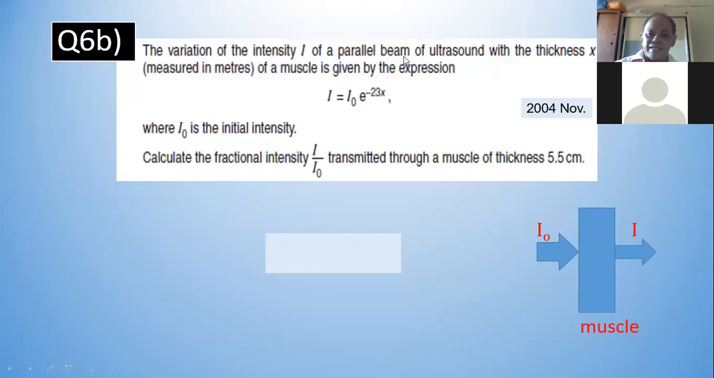Okay. Sometimes they may give you an equation. The variation of intensity of the parallel beam of ultrasound with thickness x, measured in meter, in a muscle is given by the equation there. I naught is the initial intensity. Calculate the fractional intensity I over I naught transmitted through the muscle of thickness 5.5 cm. If you like to see a picture, you can draw. That is the thickness of the substance, or muscle, in this case muscle. Before it enters, and then it comes out of the muscle.